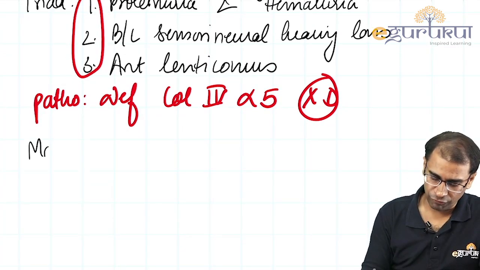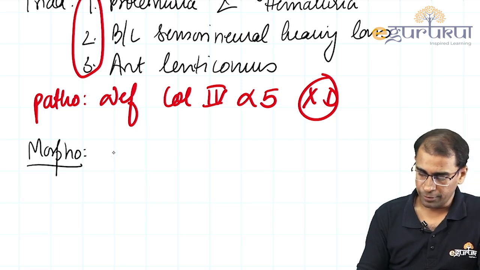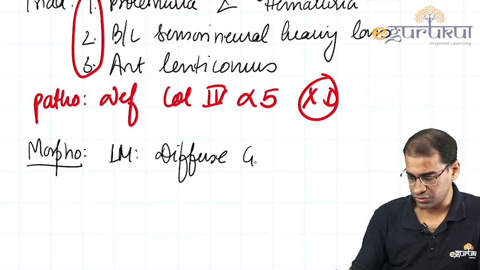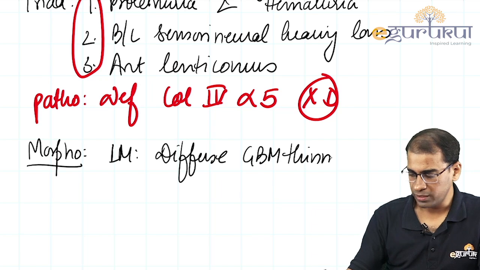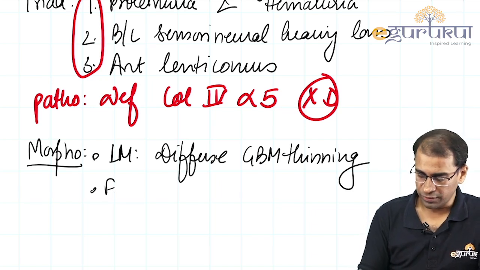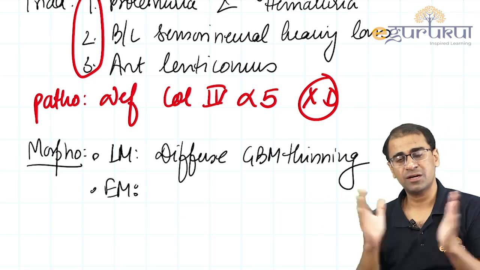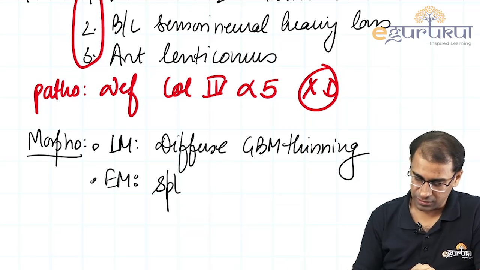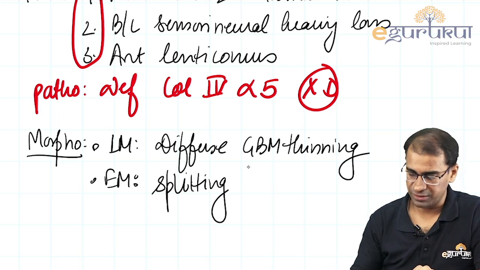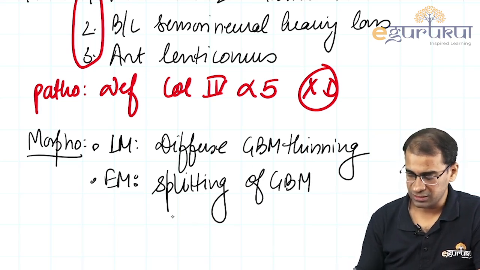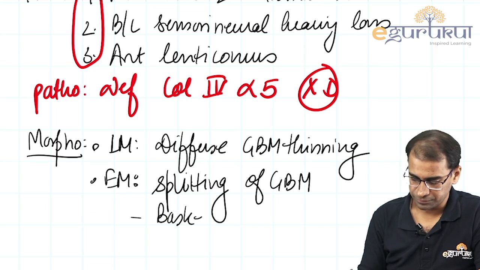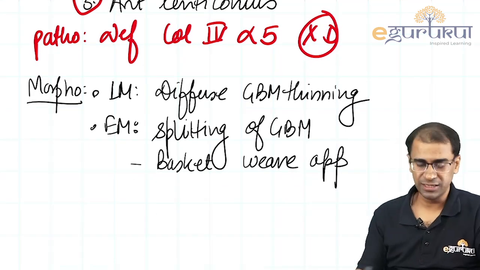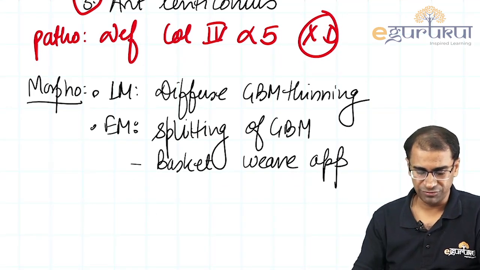Now, in this, the morphology again becomes a bit important, because in light microscopy you see a diffuse GBM thinning. Why? Because the GBM is composed of collagen 4. You see the same thing on the EM: the GBM is splitting out, because of defective collagen. Splitting of GBM is seen, and it is better called basket weave appearance.